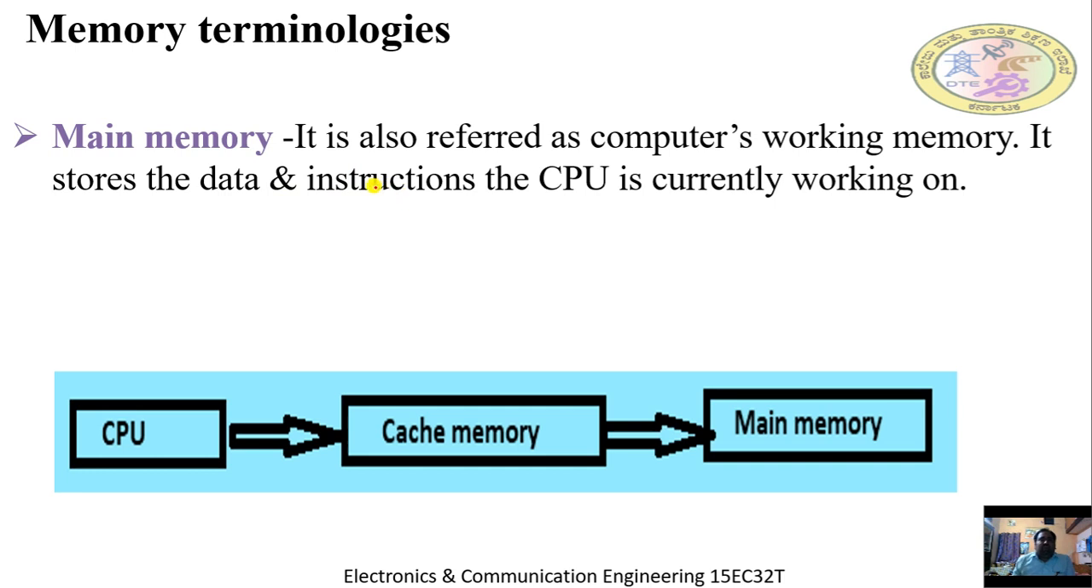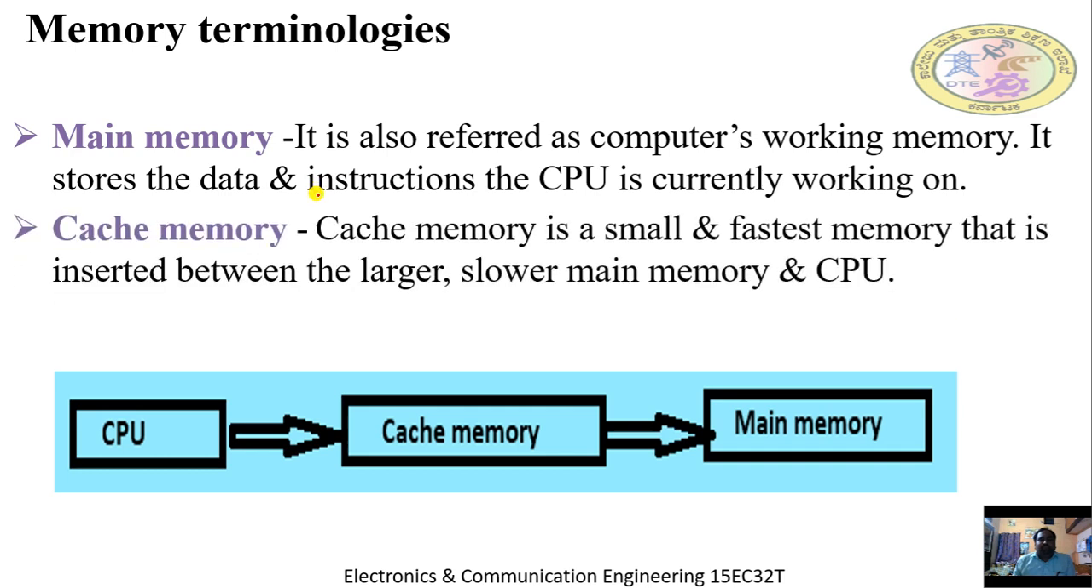Since there is a speed mismatch between the main memory and the CPU, the CPU usually works at a faster rate compared to the main memory. In order to avoid this mismatch, or to match up the speed of the main memory with the CPU, a new concept is introduced, which is nothing but cache memory.